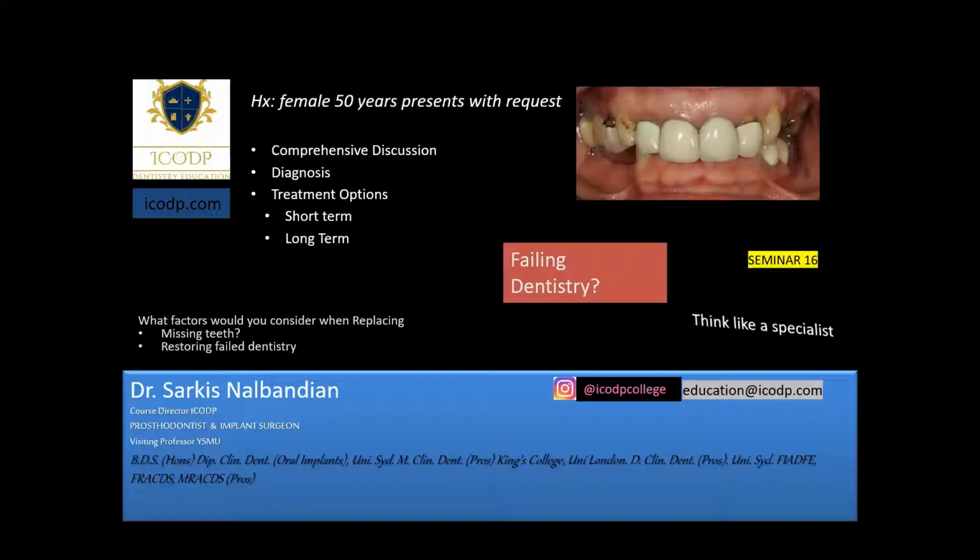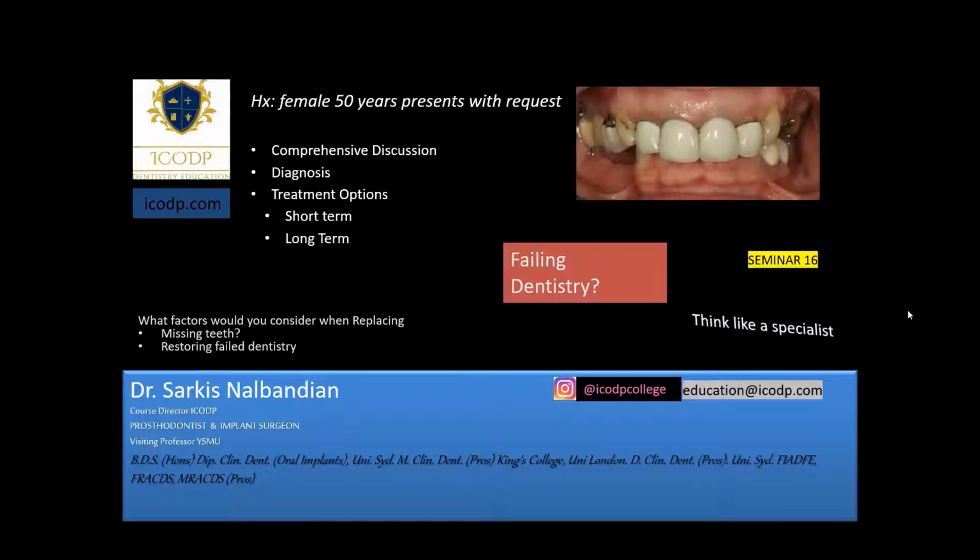So what factors would you consider when replacing missing teeth and restoring failed dentistry? And I can tell you, people often say, oh, it doesn't fail in my hands. Well, it does fail in my hands, and things go wrong sometimes. But most important is to get the patient's consent to understand. Remember, we discussed earlier the feasibility of your treatment.